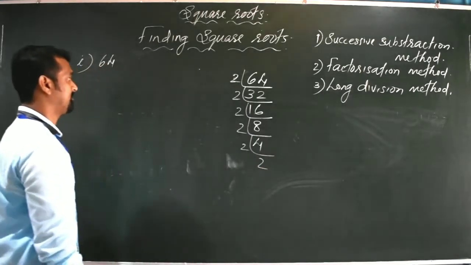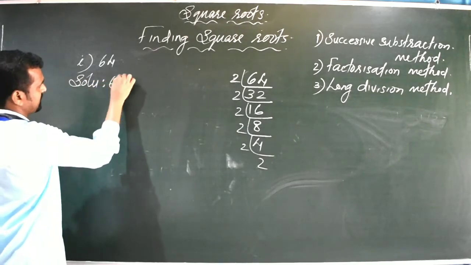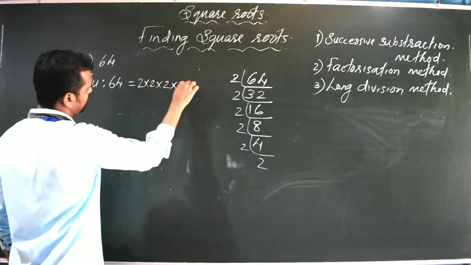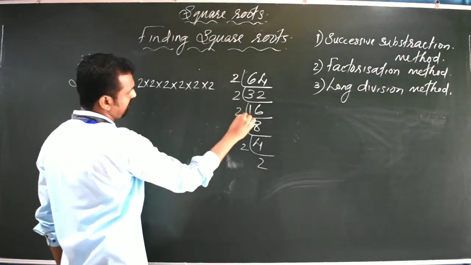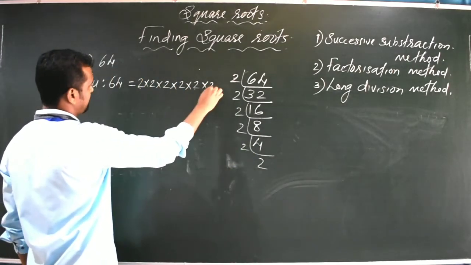Then which are the prime factors of 64? First you have to write the factors of 64. 64 is equal to 2 into 2 into 2 into 2 into 2 into 2. How many 2s are there? 1, 2, 3, 4, 5, 6.